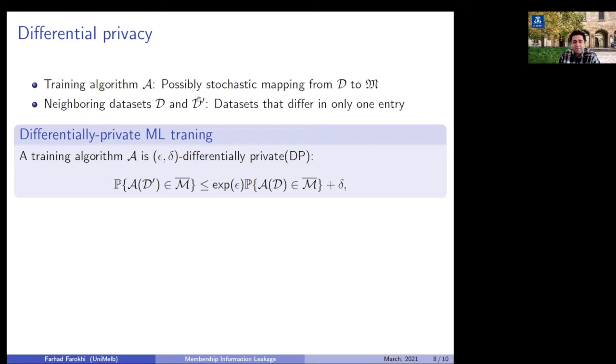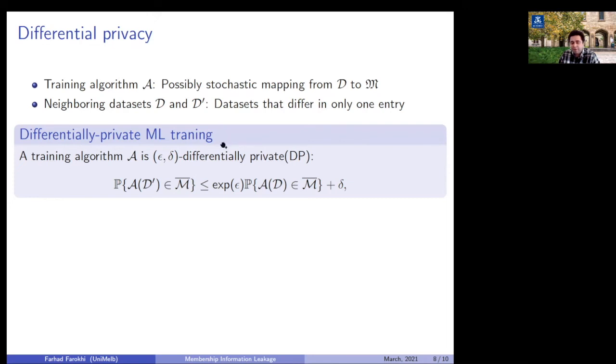And the neighboring data sets D and D prime show the data sets that only differ in one entry. So everything else is constant. And that makes sense for us, because the two neighboring data sets would be having the data of an individual and not having the data of an individual. So when you want to do the membership inference, you want to figure out if the data of a certain individual was part of the data set or wasn't part of the data set. So it was in D or not, which would be the D prime case.